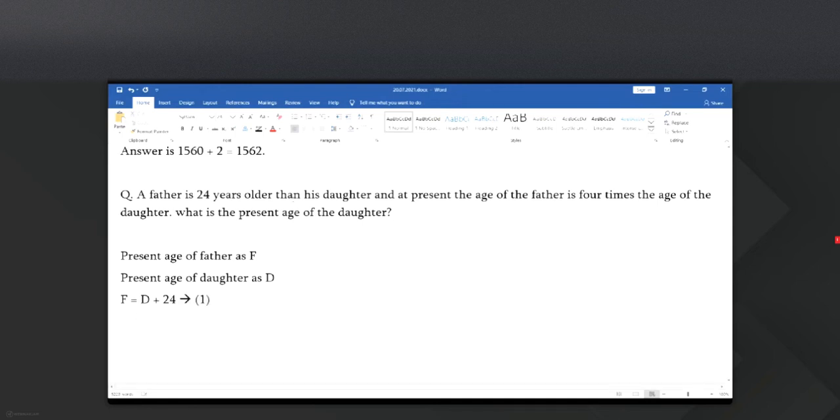So what else do we know? We know at present the age of the father is 4 times the age of the daughter. So F is equal to 4D. You can take this as equation 2. So write F in terms of D, or substitute F is equal to 4D in equation 1.